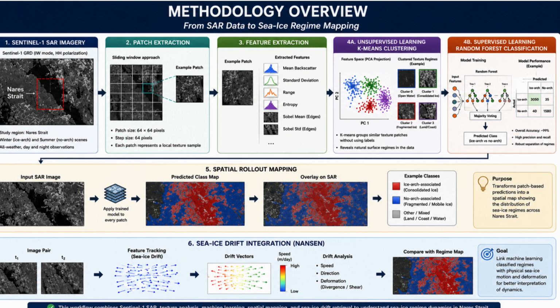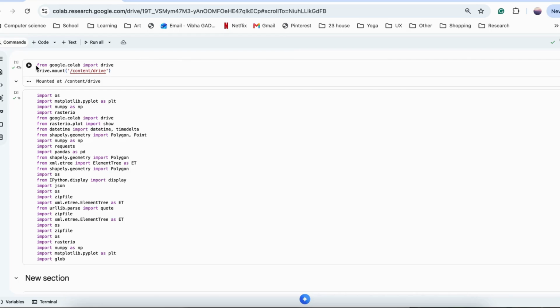The code is structured into several main stages: data access, SAR pre-processing, patch extraction, feature extraction, unsupervised clustering, supervised classification, rollout mapping, and then the Nansen sea ice drift integration. First, I mount the Google Drive using the following code. This lets me save downloaded Sentinel-1 data, figures, and results directly into my project folder.